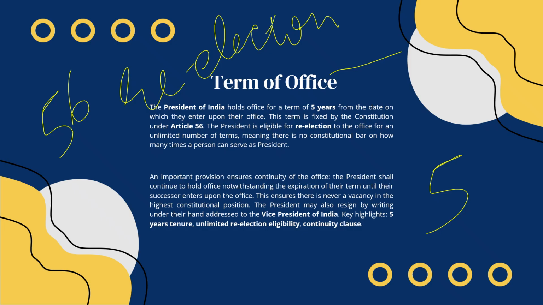The President can be re-elected, and so a person can become President multiple times. Another very important concept is the continuity of office. Even after completing 5 years, the president continues in the office until the next president takes charge. This is to ensure that there is no vacancy in the highest constitutional office, and the president can also resign by writing a letter to the vice president of India.